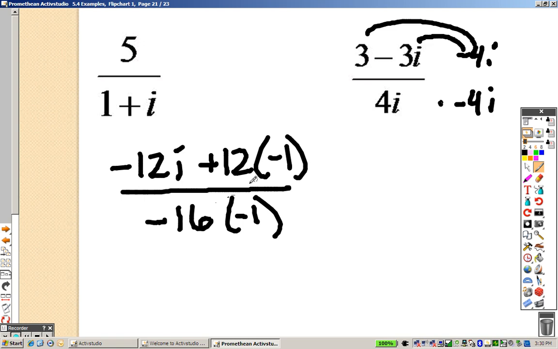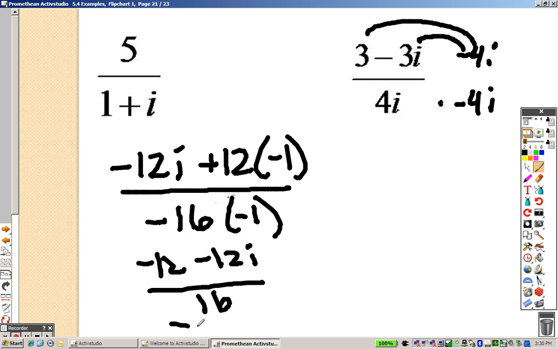So 12 times negative 1 is negative 12. I have a negative 12i. And negative 16 times negative 1 is positive 16 on the bottom. And there is your answer. And I could pull out a 4 out of all of them, but we'll just leave it as that.